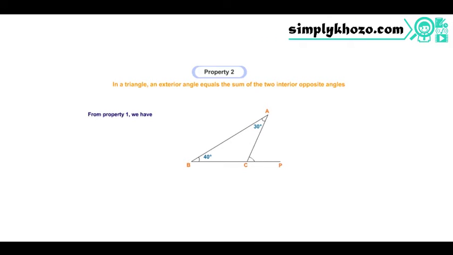From property 1 we have angle A plus angle B plus angle C is equal to 180 degrees. 30 plus 40 plus angle C is equal to 180 degrees. Angle C is equal to 180 minus 70. Therefore, angle C is equal to 110 degrees.